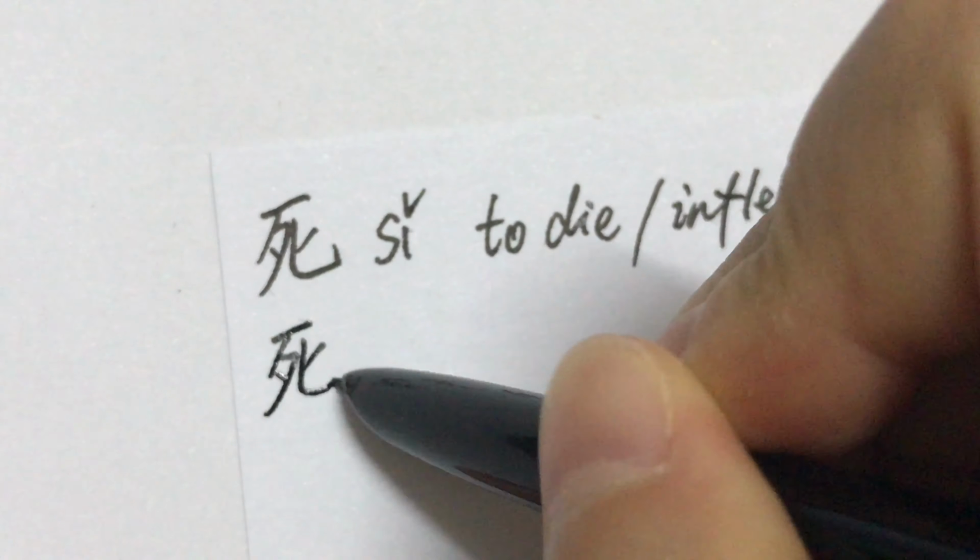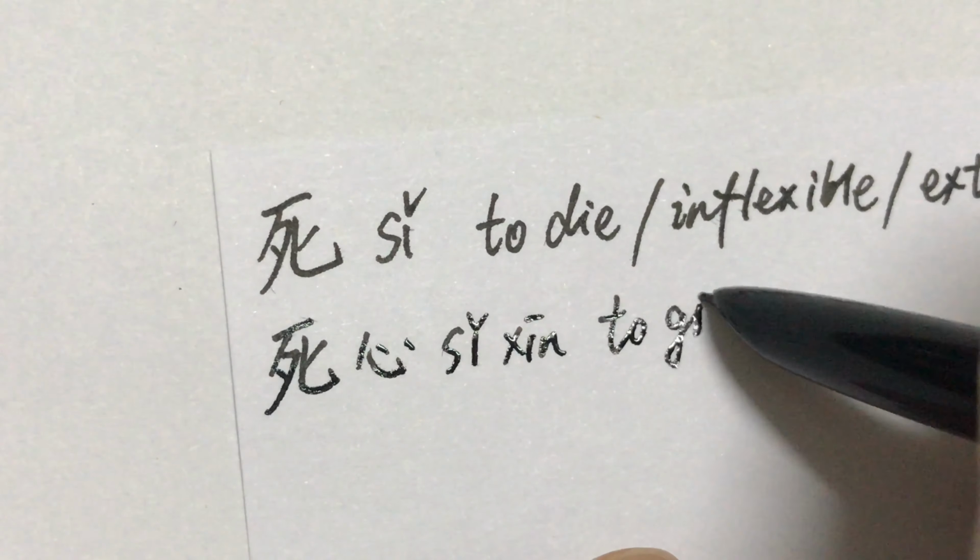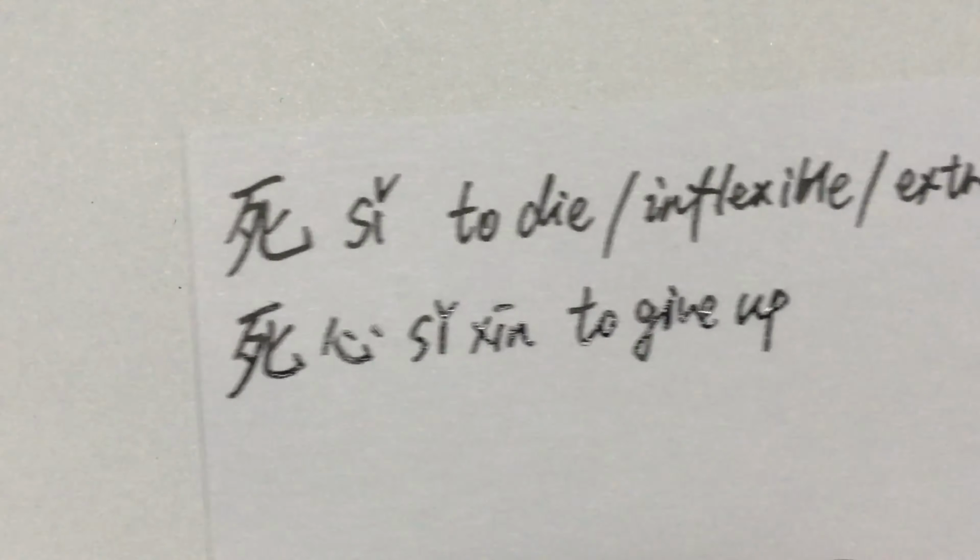死. To die. Inflexible. Extremely. For example, 死心, to give up. To drop the matter.